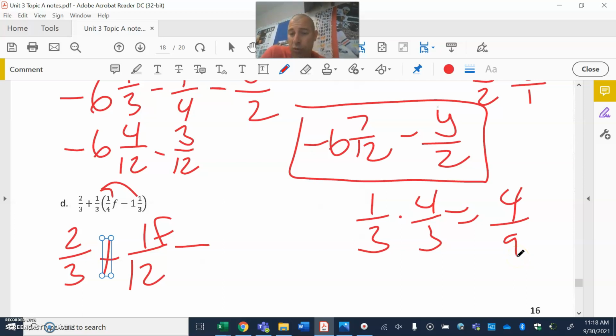Remember, when you multiply by a number smaller than 1, it will make it smaller. So 4/9 is smaller than 1 1/3, but that's because I was taking 1/3 of it.